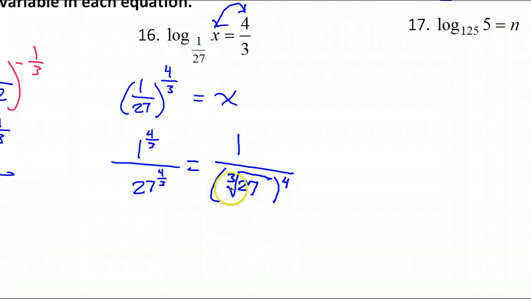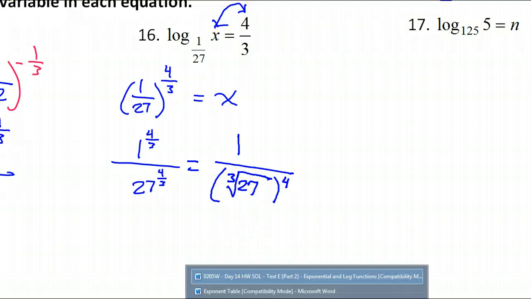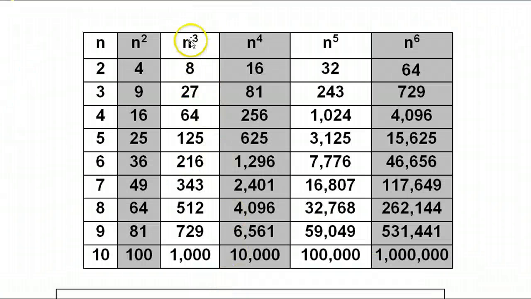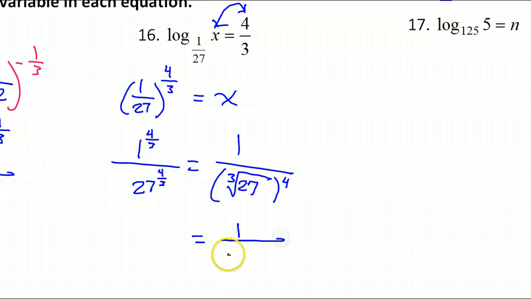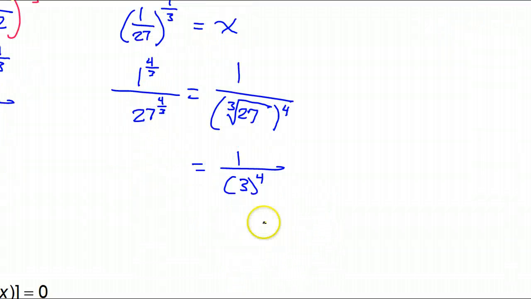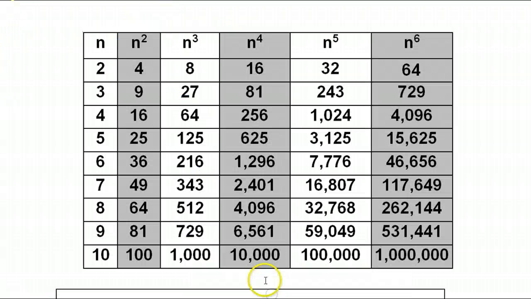Now I can do this whole thing in my head, but I'm going to walk you through it. The cube root of 27 is 3. So that means I've got 1 over 3 to the 4th power, because this in here is 3. But 3 to the 4th power, I know what that is. 3 to the 4th power is 81.